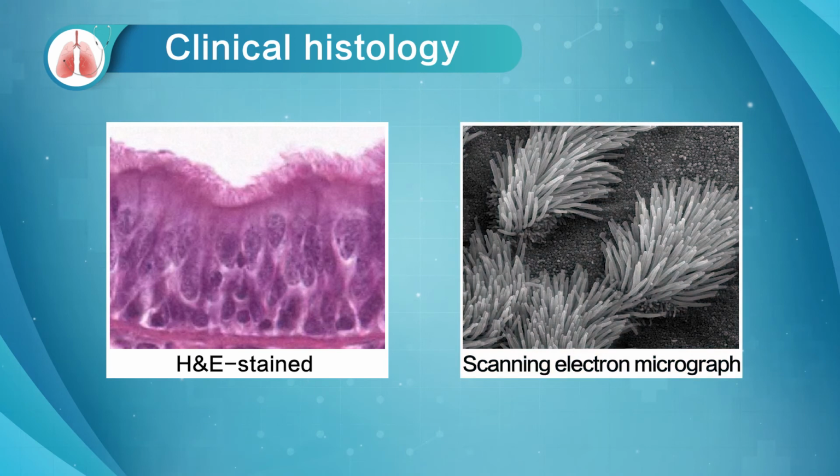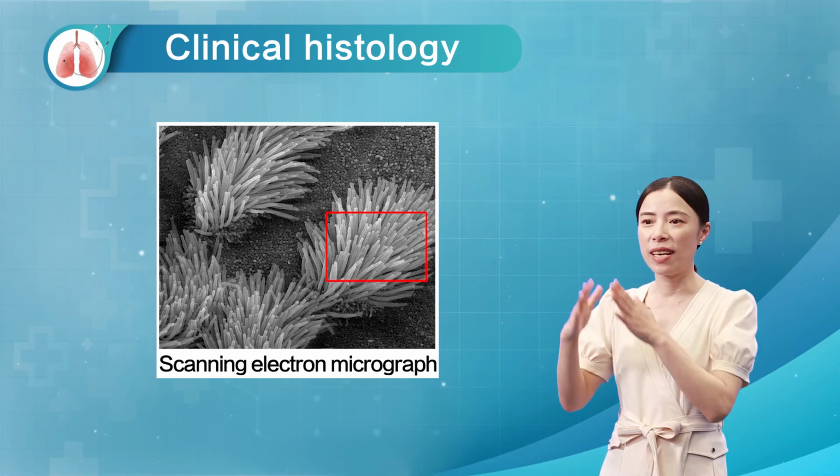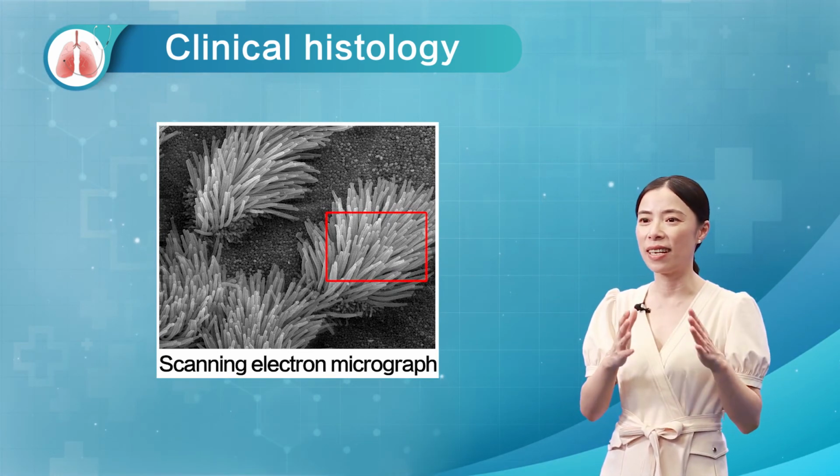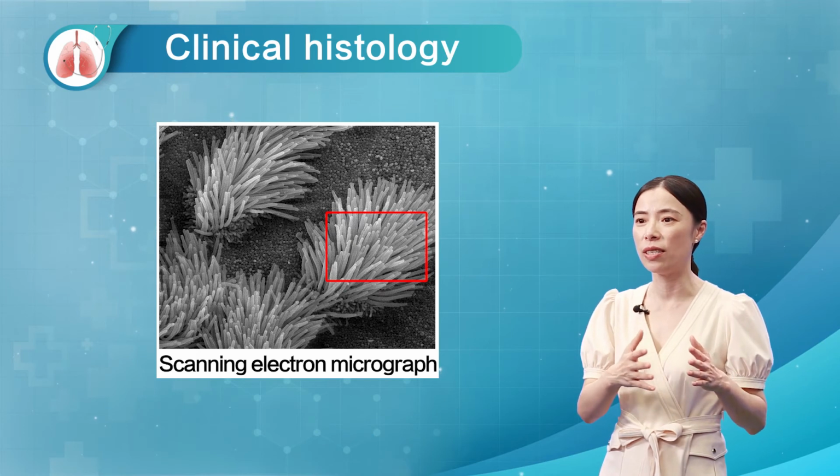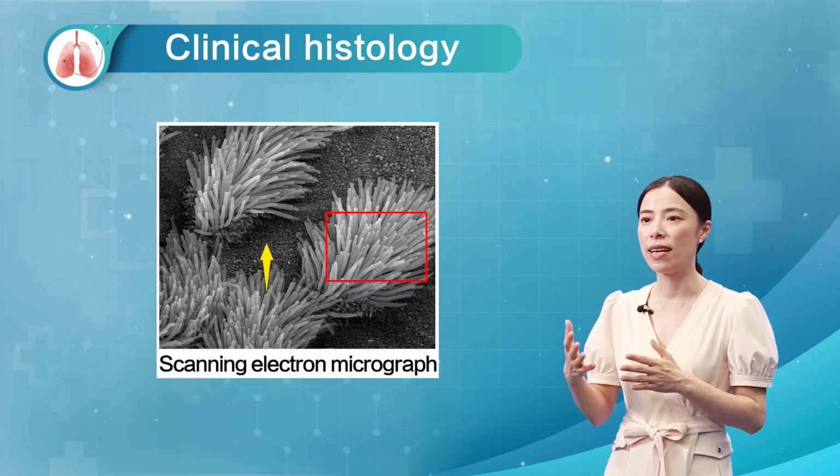The picture on the right is the scanning electron micrograph of respiratory epithelium. Ciliated cells, goblet cells, and columnar cells are arranged alternately with a surface layer of mucus.